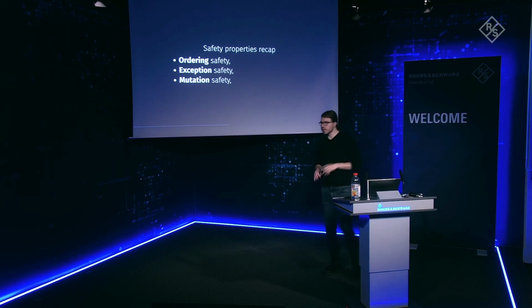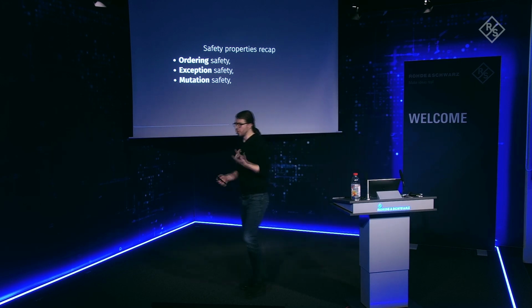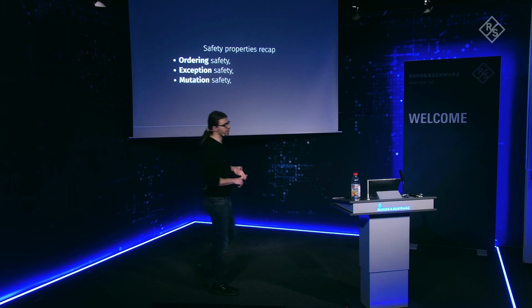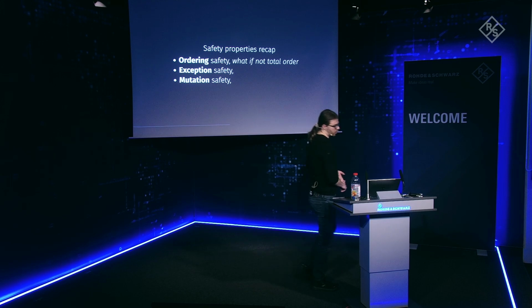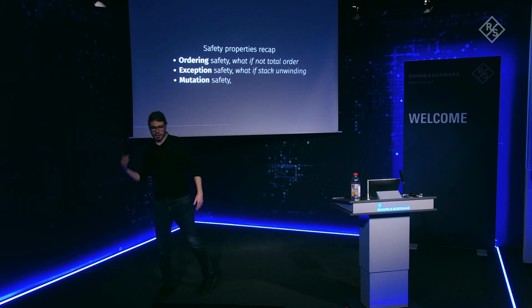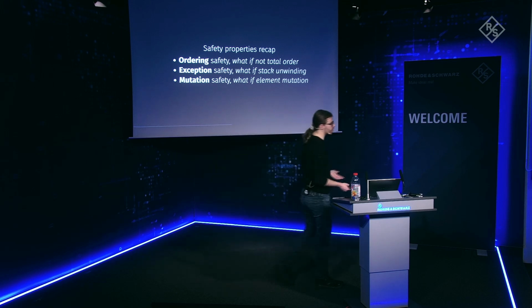So a little recap on all these properties we looked at. With ordering safety, I would say this is the one you run into the easiest, and that's the one you see the most often violated. And the question is, what happens if the order is not total? Exception safety asks the question, what happens if you unwind the stack during sorting? And mutation safety asks, what if the element is mutated while it is being sorted?